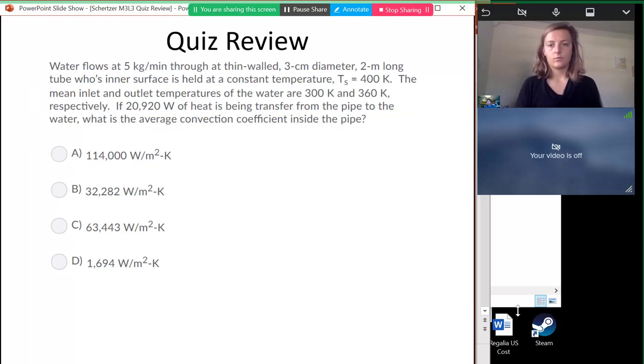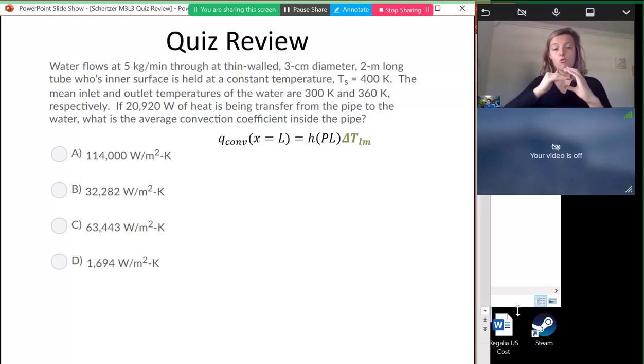Water flows at 5 kilograms per minute through a thin-walled 3 centimeter diameter, 2 meter long tube whose inner surface is held at constant temperature. The mean inlet and outlet temperatures are given, and we know that a certain amount of heat is being transferred from the pipe to the water, and we're asked what the average convection coefficient inside the pipe is.